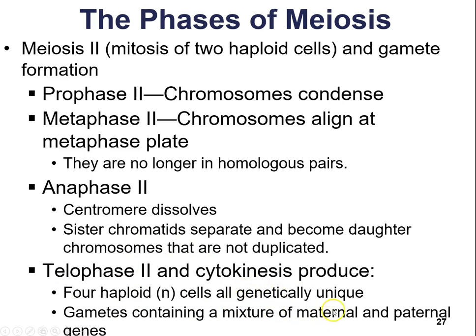And remember, these are all genetically unique. These are not genetically identical. So mitosis produces 2 genetically identical daughter cells. In meiosis, going through meiosis 1 and meiosis 2, you end up with 4 genetically unique daughter cells, okay?